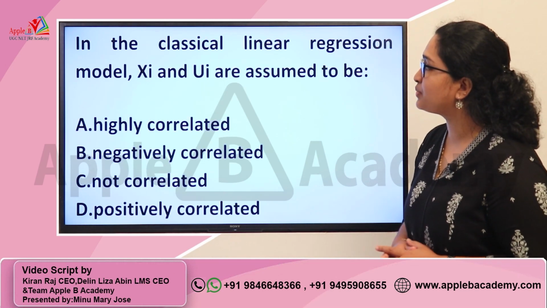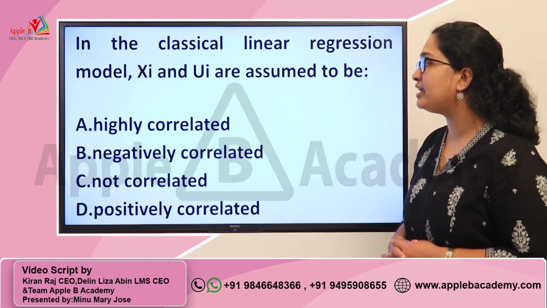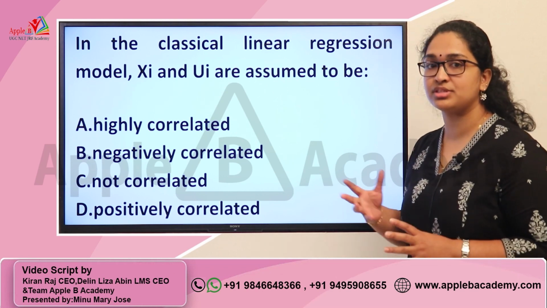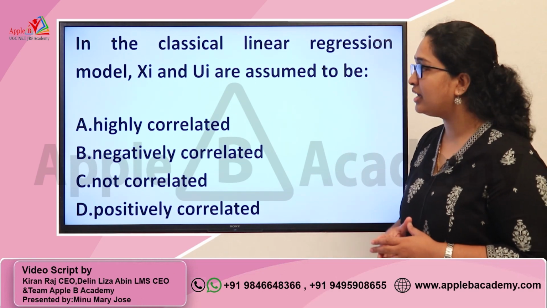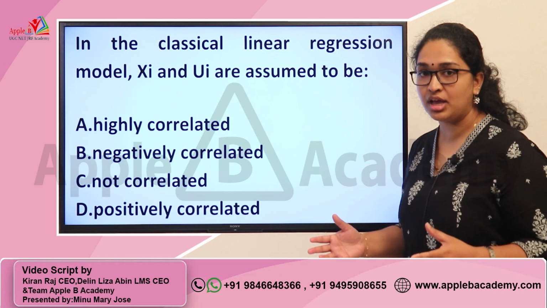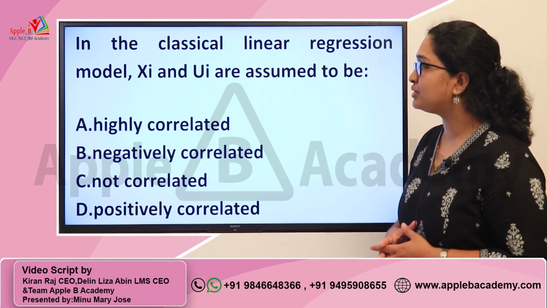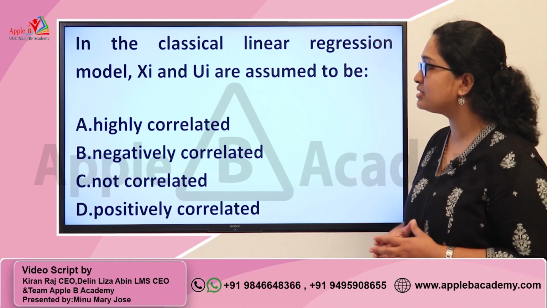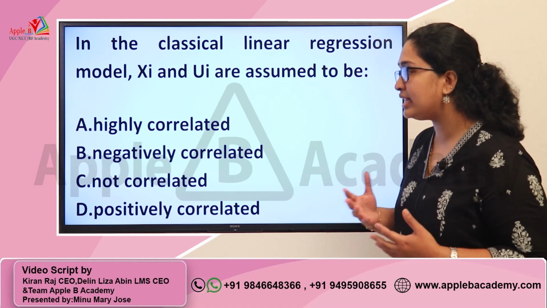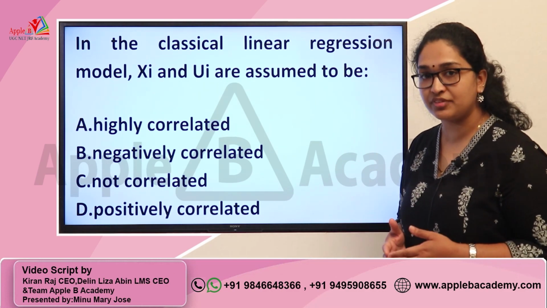Now this is the next question, that is, in the classical linear regression model, xi and ui are assumed to be. So this is from the econometrics part and this comes under the assumptions of the classical linear regression model, also related with the method of OLS. This is one of the important assumptions. The options given are highly correlated, negatively correlated, not correlated and positively correlated.